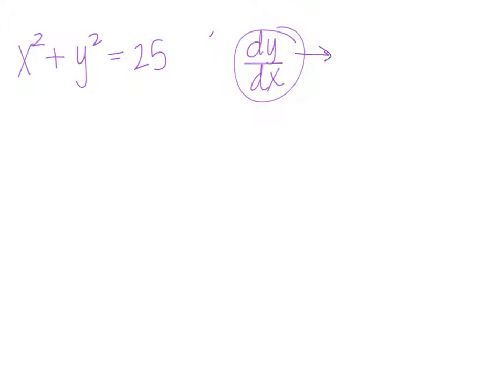So today we're going to talk about implicit differentiation. What implicit differentiation means is we're still taking the derivative, we're still using all the rules that I just reviewed with you, but our equation is not isolated for y. Okay? So here's how you do implicit differentiation.